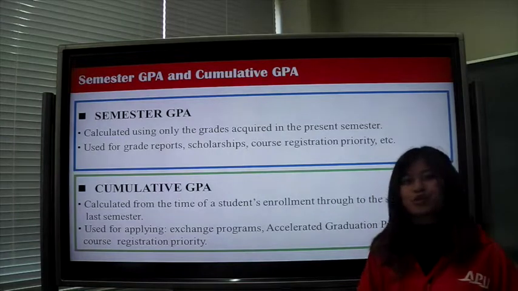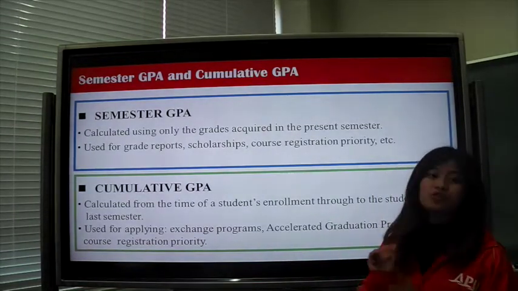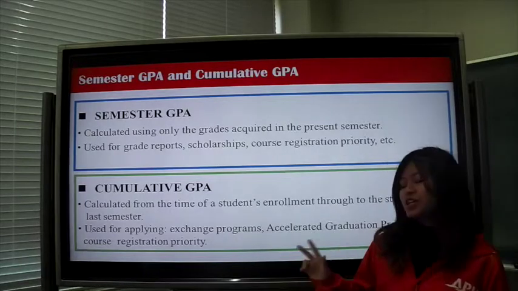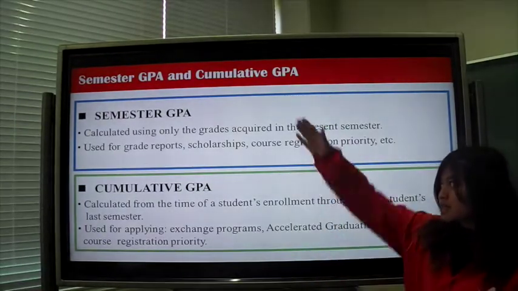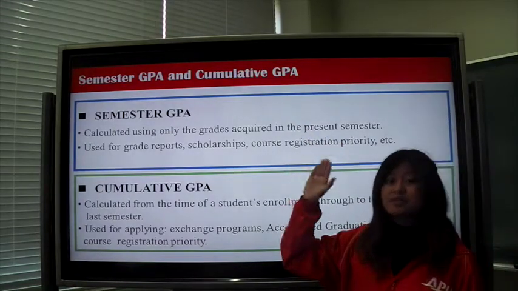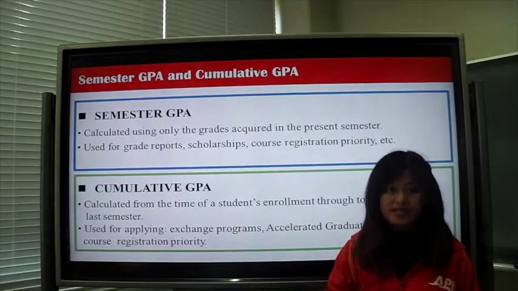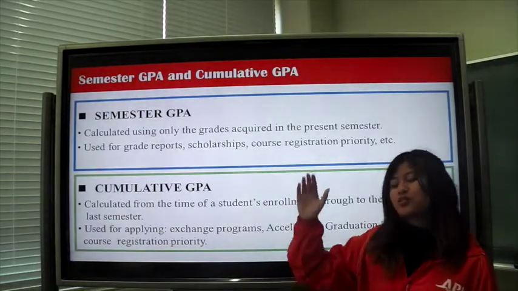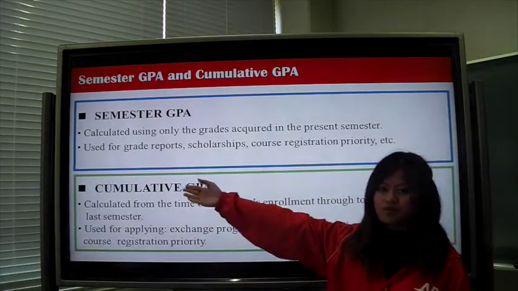Moving on, you will learn about your GPA, which stands for grade point average. Your grade point average is divided into two sections: semester GPA and cumulative GPA. Semester GPA is calculated only from your present semester. It will be used for your course registration, scholarship, and grade reports.